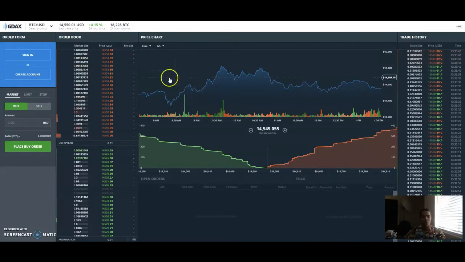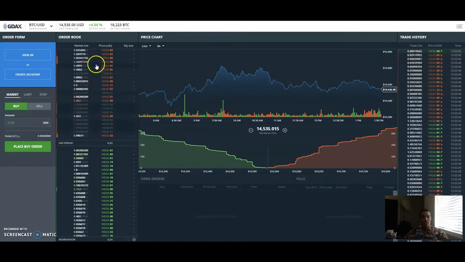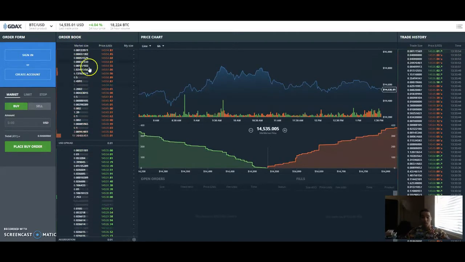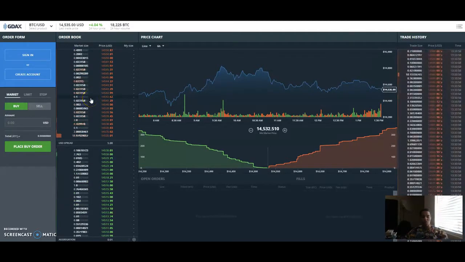So just as you look around, first here on the left side, we have the order book. You see a lot of numbers flashing quickly. So you have market size, price, my size. Okay, so we'll start here. This top section in red, those are going to be your sell orders. So this is anyone who's trying to sell the currency.